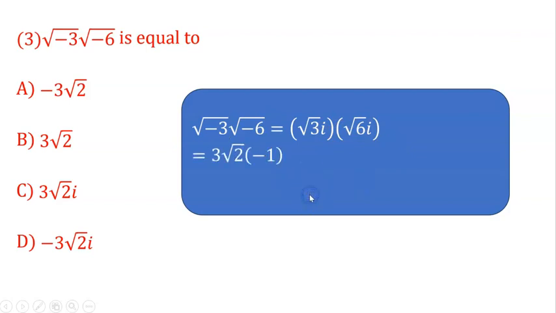Now their multiplication. First, root 3 into root 6 means what? Root of 18. Root of 18 can be written as root of 9 into 2. And the root of 9 means what? 3. Therefore, you will get here 3 root 2. i into i square. i square is again minus 1. Okay. And overall, you will get here minus 3 root 2. And hence, option A is correct here. Next.